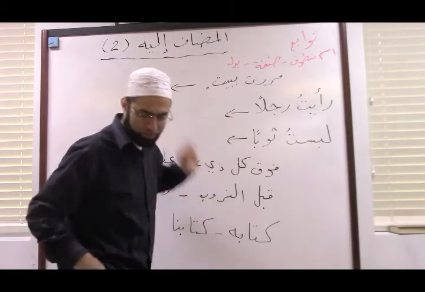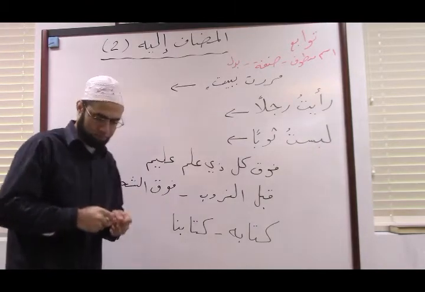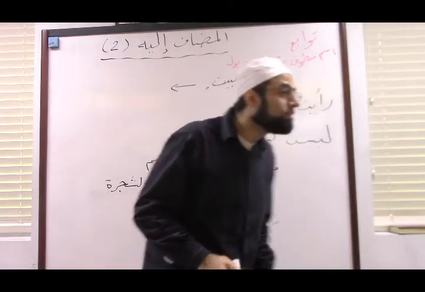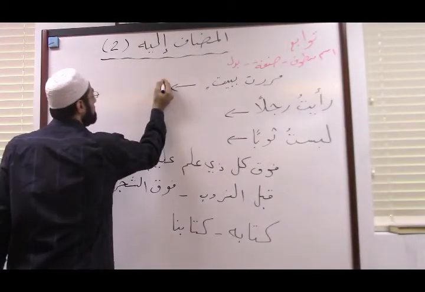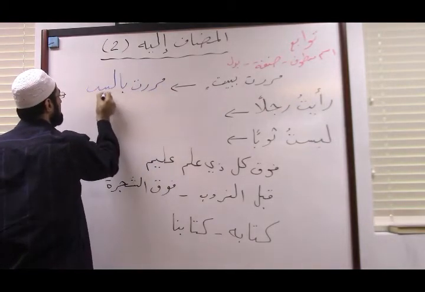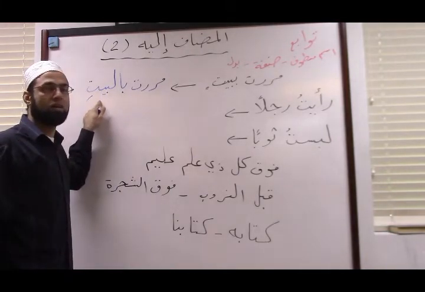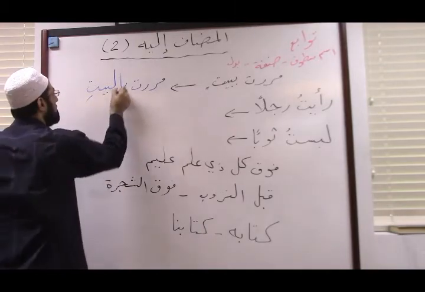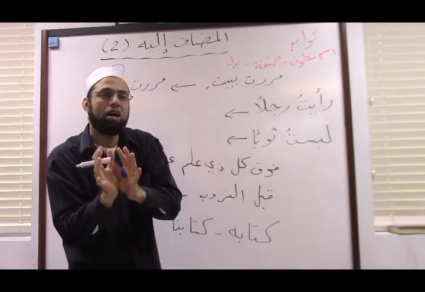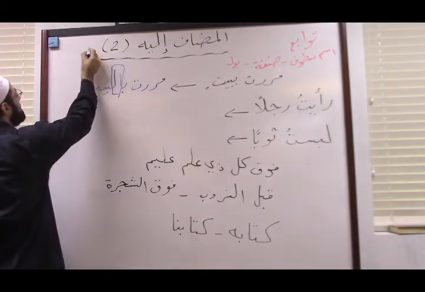marartu bi baytin. Who can make it ma'rifa? As you said, marartu bil bayt. Marartu bil bayt. Very good. Marartu bil bayti. I passed by the house. Right? This is ma'rifa. Why ma'rifa? It's definite. Because we have al, right? This is called mu'arraf bi al. Defined with al.